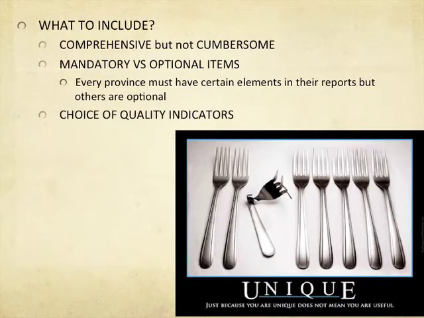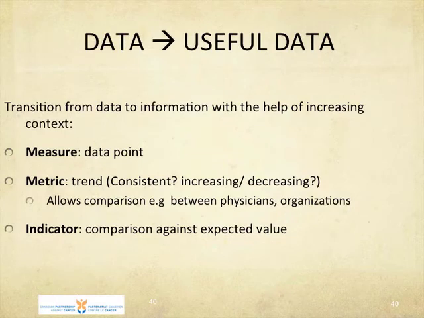The other issue is trying to choose what quality indicators we could use. How do you decide how we're going to measure how good we are, how we're doing, just based on our operative report? So these are the quality indicators. And what this does is it takes basic data and turns it into useful data. So we would have a measurement data point, and this would be turned into a metric that would then be turned into an indicator that we could use in order to feed back to surgeons.